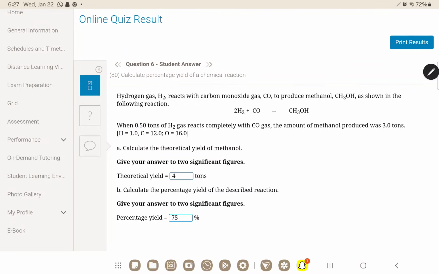For this question, we're gonna have to calculate percentage yield. I think you probably know the equation by now. Percentage yield, I'm gonna write yield as y, equals actual over theoretical, times 100. To find the theoretical yield, you need to multiply with the ratio.